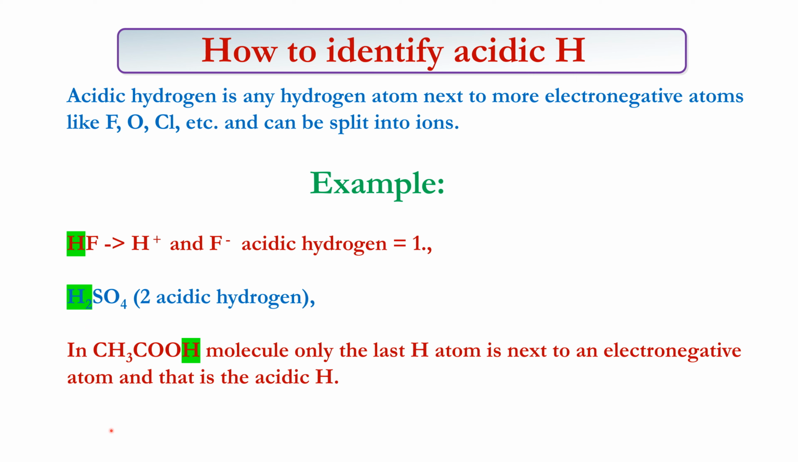In the CH3COOH molecule, only this last hydrogen atom is attached directly to the oxygen atom. So this hydrogen highlighted is the acidic hydrogen. This hydrogen is not an acidic hydrogen because it is attached to carbon. Because carbon is not a more electronegative atom, this hydrogen is not acidic. So the acidic hydrogen is this hydrogen.